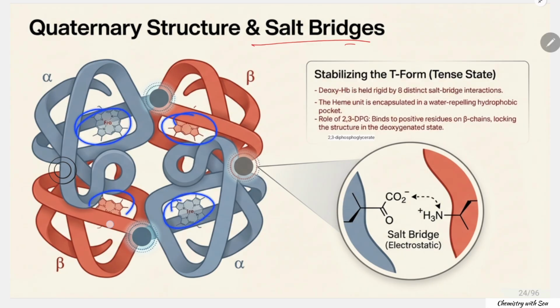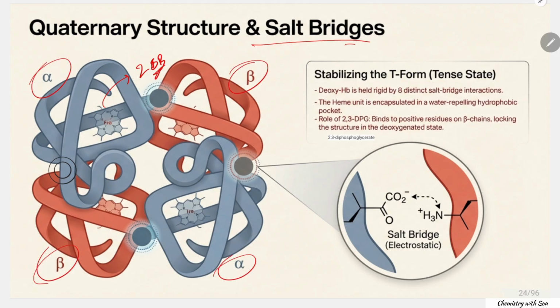This is 1, 2, 3, 4. So each one will do a total of 2 interactions. Means each heme unit has a total of 2 salt bridges. Okay. This is 2 alpha units, 2 beta units are present, and each heme unit will give 2 salt bridge interactions. So the total will be 8 distinct salt bridge interactions present here, and which will stabilize the whole tetrameric structure.